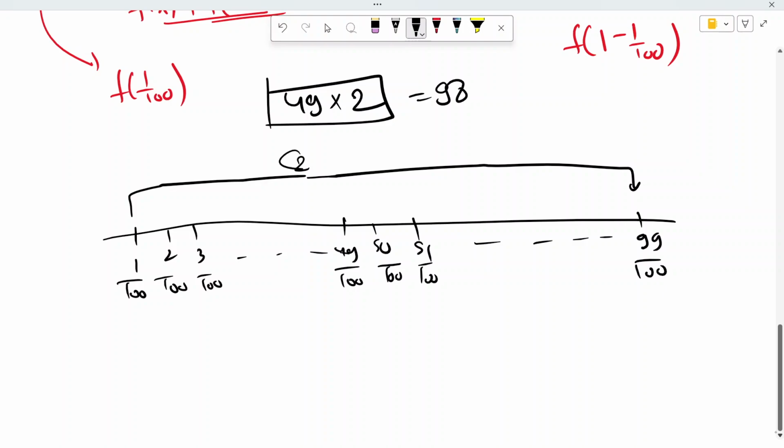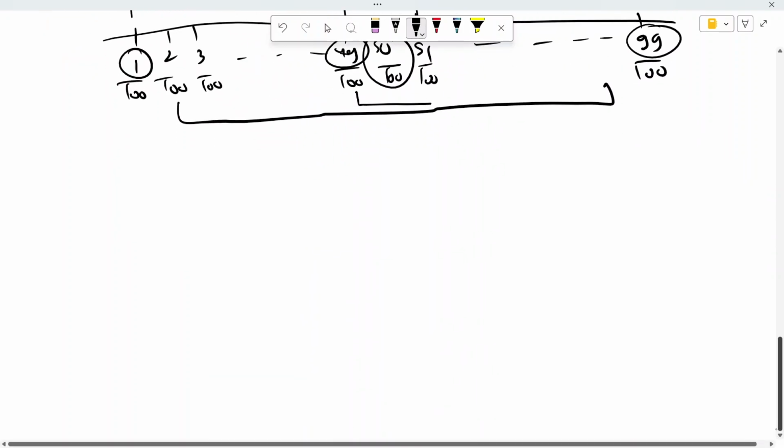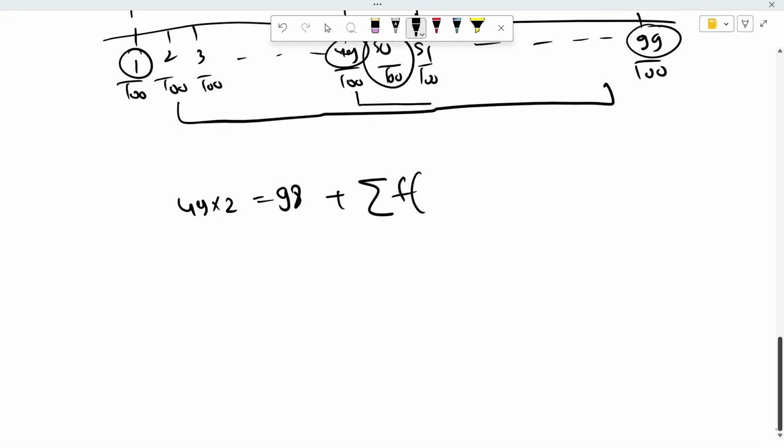We know the second pair and the second last pair is 2. So what do you get? The 49 pairs. Look, 1 plus 99 is 100, so 49 should add up to 51, that is equal to 100. Its value is 2. The only term we have left is this. So 49 into 2 is 98. We just have to evaluate the value at 50 by 100. Sorry, this is not summation. So 98 plus f of 1 by 2.